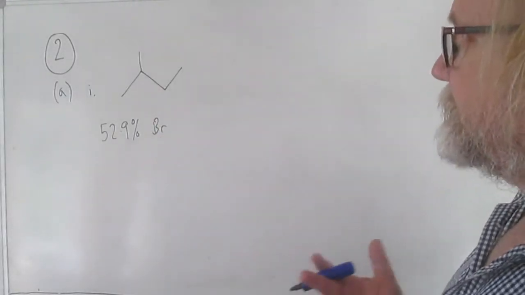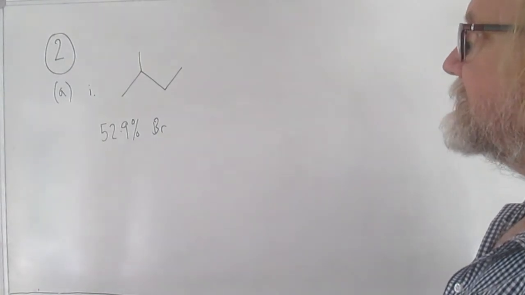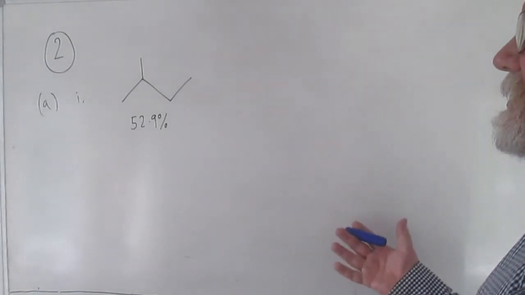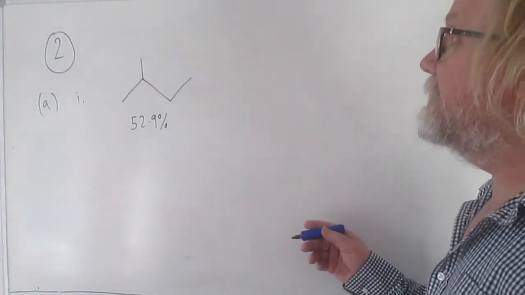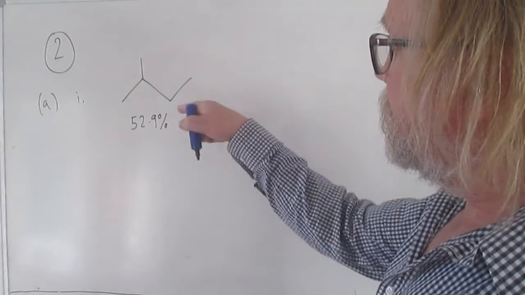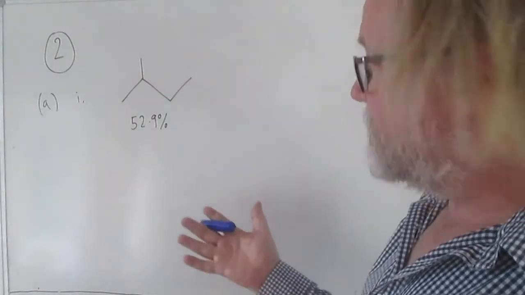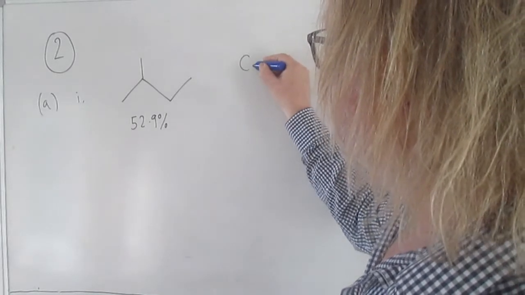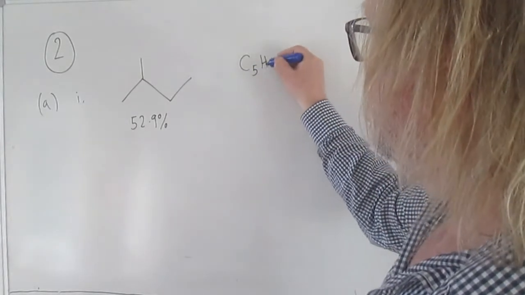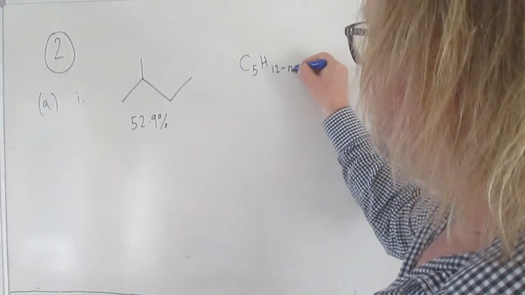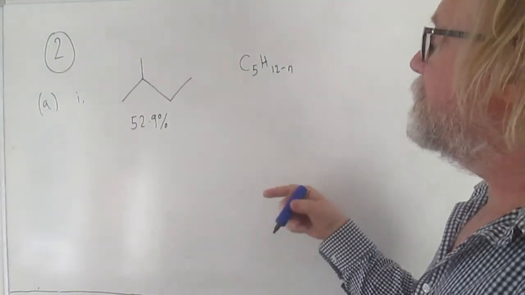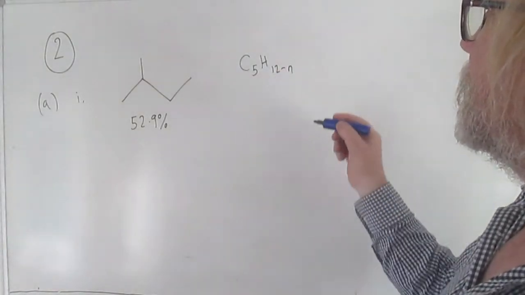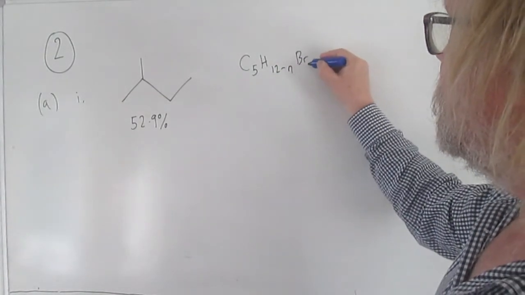So we know that it's 52.9% bromine by mass, and it asks us to work out the molecular formula from that. We could actually do this algebraically, because if we put n bromines into there, where n could be 1 or 2 or 3 or whatever, we could write down that the molecular formula would then be C5H(12 minus n)Br n, right, because that's C5H12, so if we put n bromines in place of hydrogens, we'll only have 12 minus n hydrogens and n bromines instead.